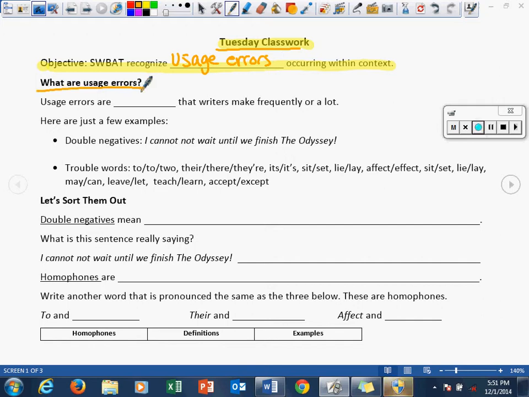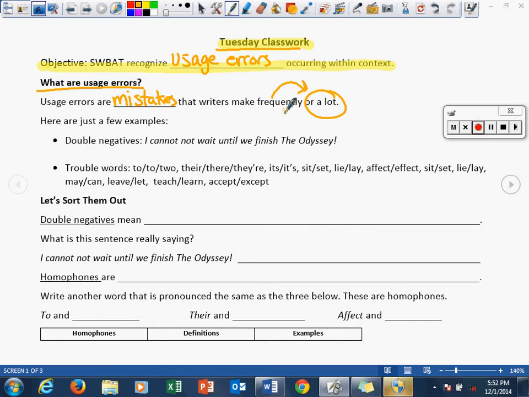So next question, underline that, is what exactly are usage errors? So usage errors are mistakes that writers make frequently or a lot. I'm going to circle a lot and draw an arrow from frequently just to let me know that frequently and a lot mean the same thing. And so one of the reasons that we're focusing today on usage errors is because in writing there's lots of different little tricks and words that can trip us up, make us make these mistakes. And we want to be able to be the best writers we can and fix those before they even happen.